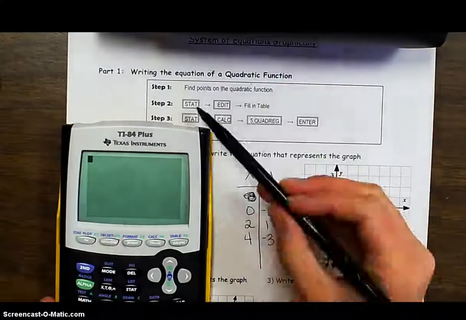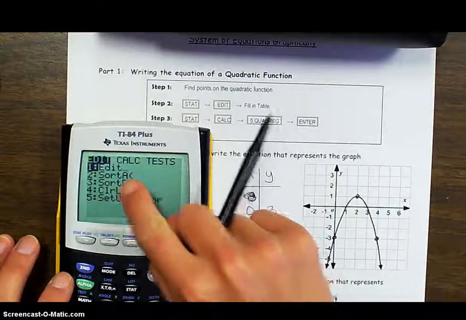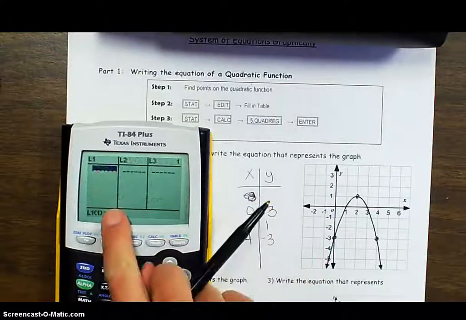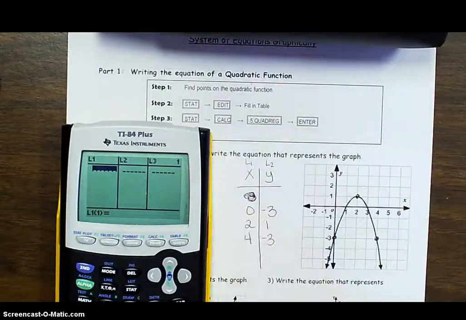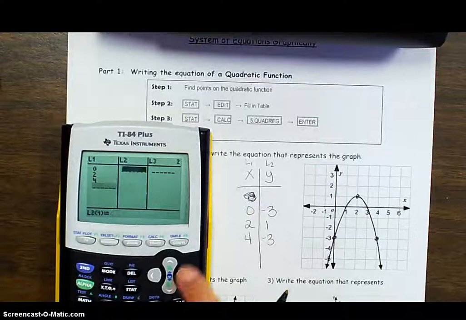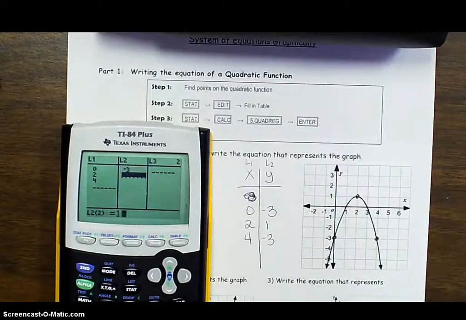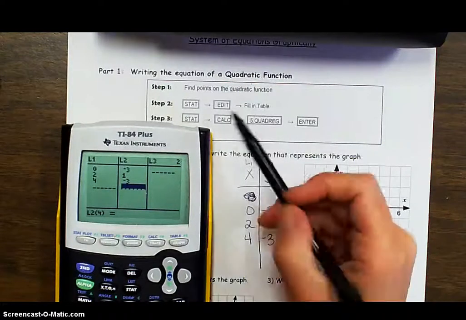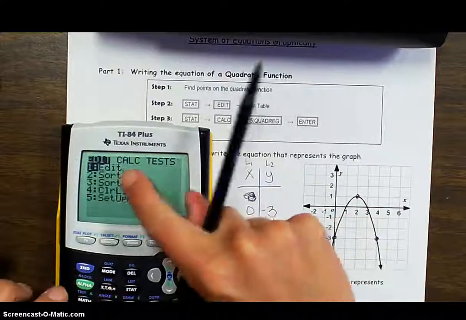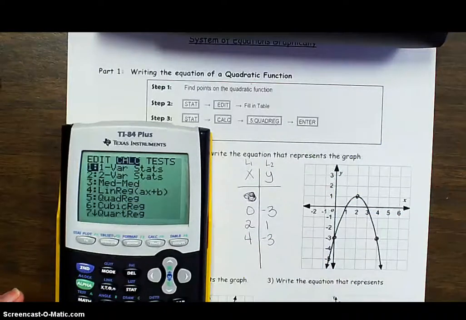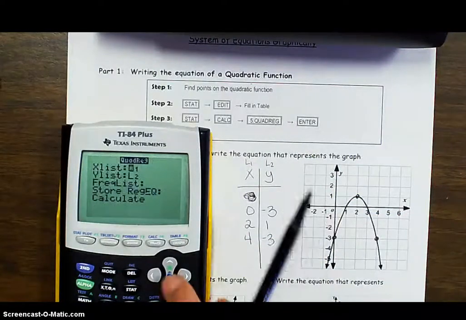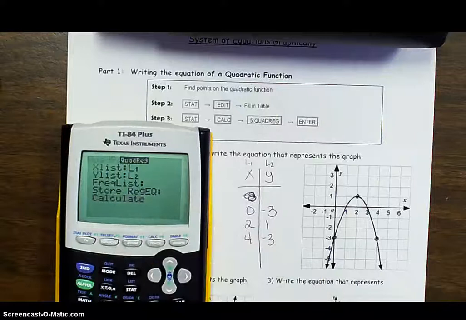So the first thing we have to do is stat, edit. So stat, edit is going to be 1. And now we're going to put our x's in L1 and our y's in L2. So my x's, 0, enter, 2, enter, 4, enter. I go over now and -3, enter, 1, enter, and then -3, enter. Now, to find the equation, we're going to hit stat, go over to calculate, so we have to use our over arrow, and now we're going to go down to 5, or you can just hit the 5 button. Okay, and now we have to go down to the word calculate and hit enter.